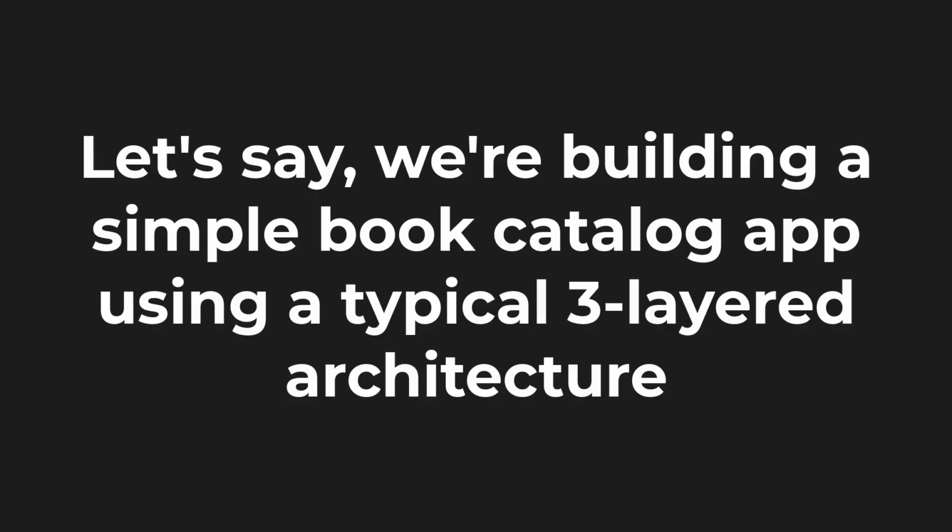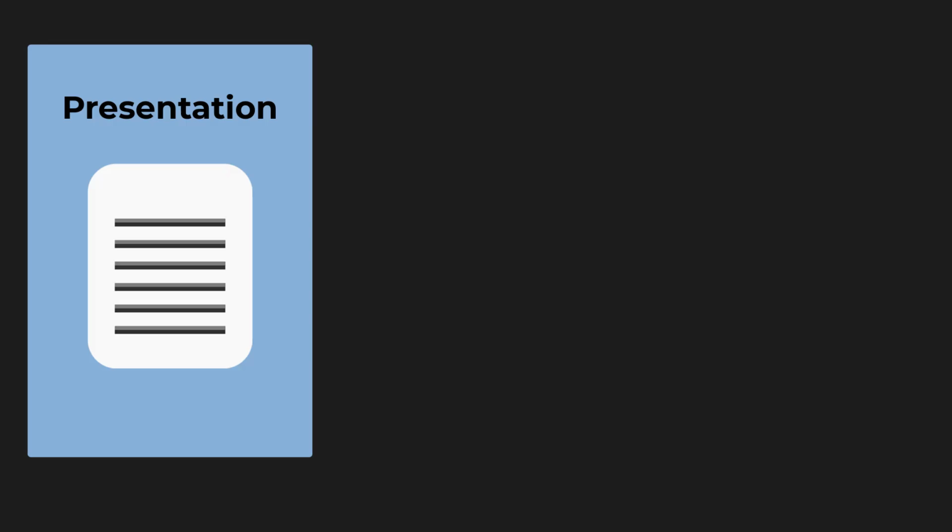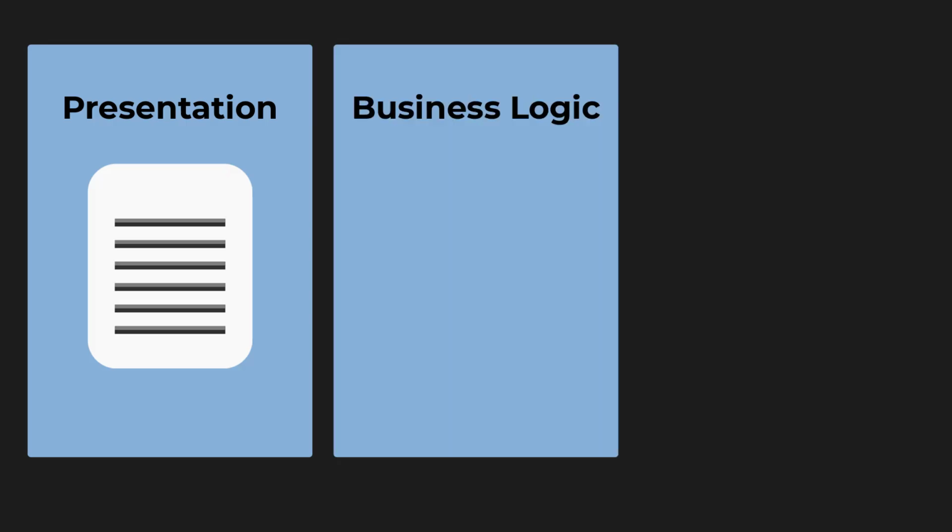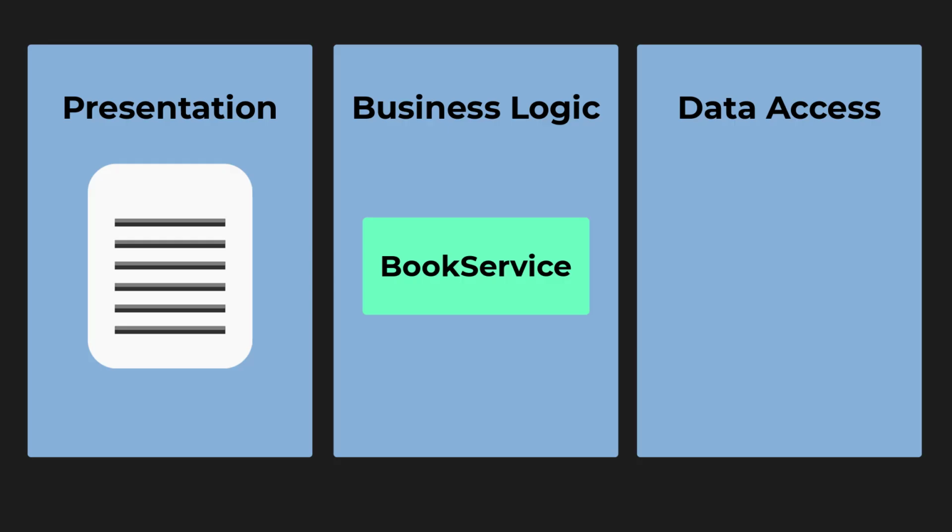Let's see an example. Let's say we are building a simple book catalog application using a typical three-layered architecture. So we will have a presentation layer which contains a form for the user to enter book information, a business logic layer which contains a class called book service that contains business logic, and finally a data access layer which contains a class called book repository to hold data access logic using Entity Framework Core.